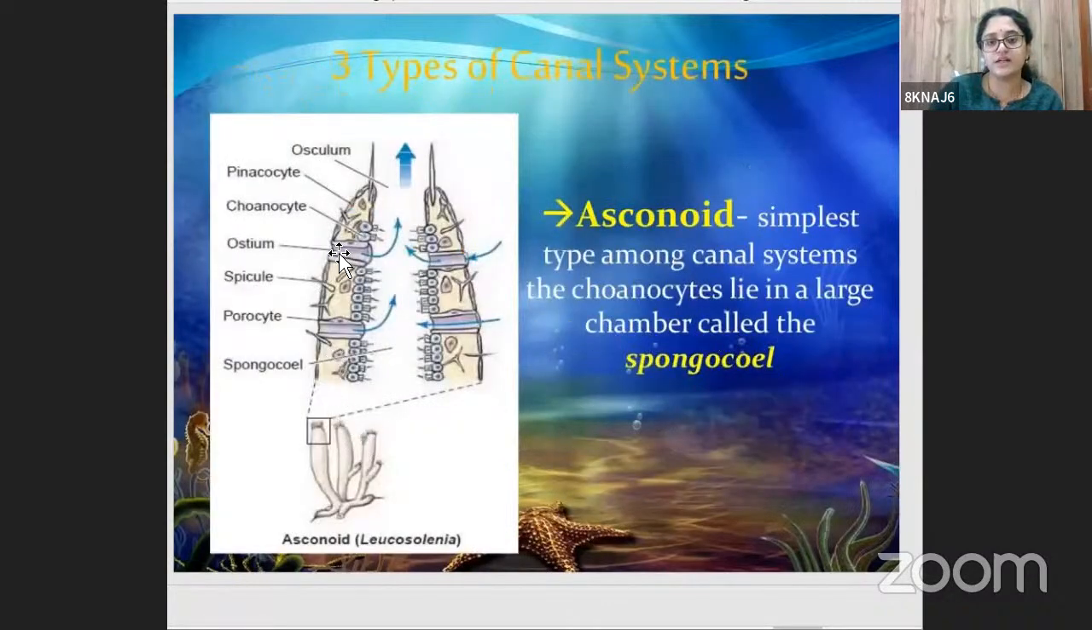These are the ostia that are present. This is the osculum. Now, the central body cavity is known as the spongiocoel or the paragastric cavity, and the body is made up of a skeleton of rods which are known as spicules. See over here, you see this one. Spicules can be either made up of calcium or silica.